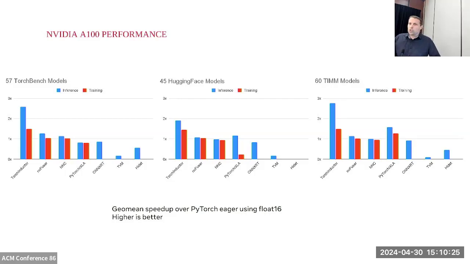So we have TorchBench, which is primarily research models. We have Hugging Face, which is primarily transformer models. And then we have TIMM, which is mostly vision models. And we can see that performance varies across these three different benchmark suites, but on average, Torch Inductor is significantly faster than the other approaches. We compare to 6 other AI compilers. The first 4 are industry compilers, which have varying levels of performance. Then the last 2 are research compilers that we're comparing to.